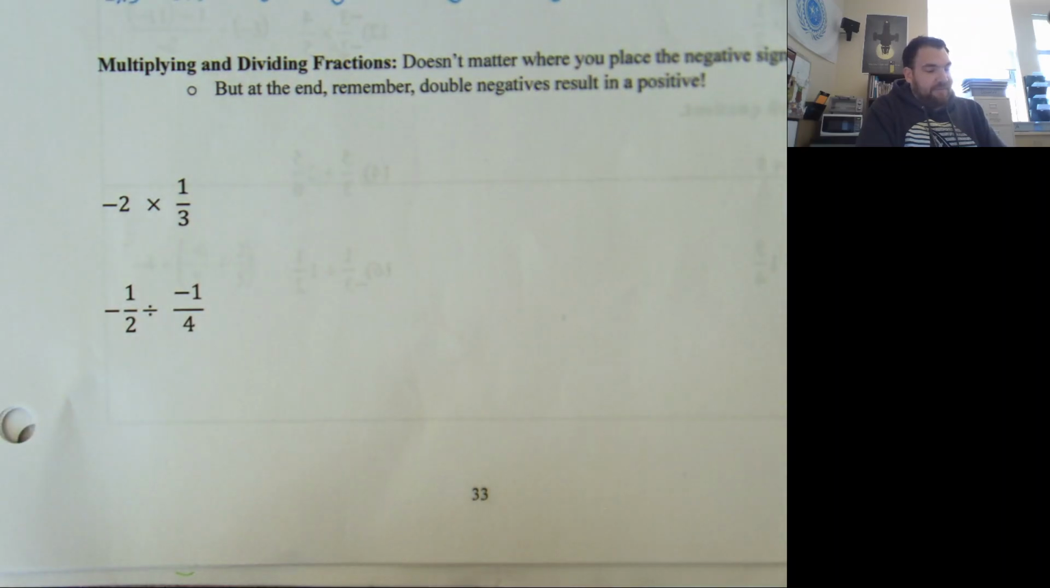Okay, negative 2 times a third. When we were multiplying, yes, so this is yesterday's stuff. If I'm multiplying a whole number by a fraction, what's the first step?